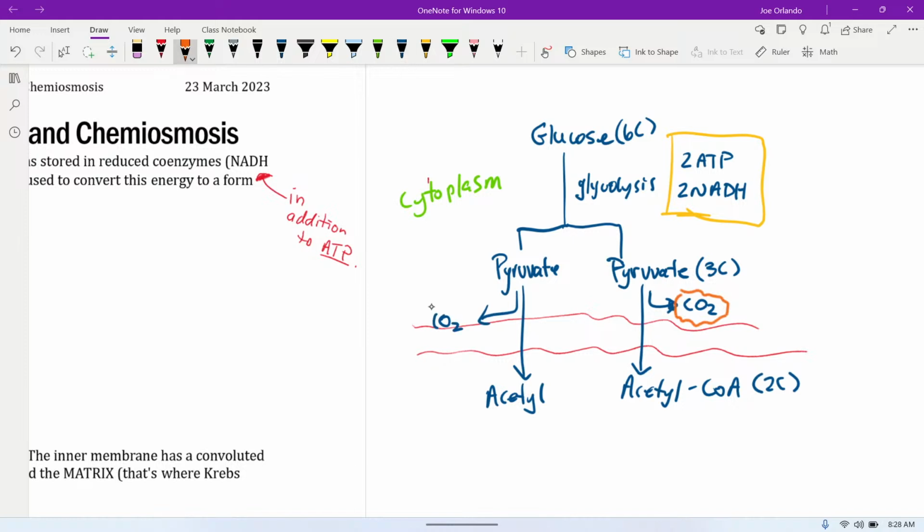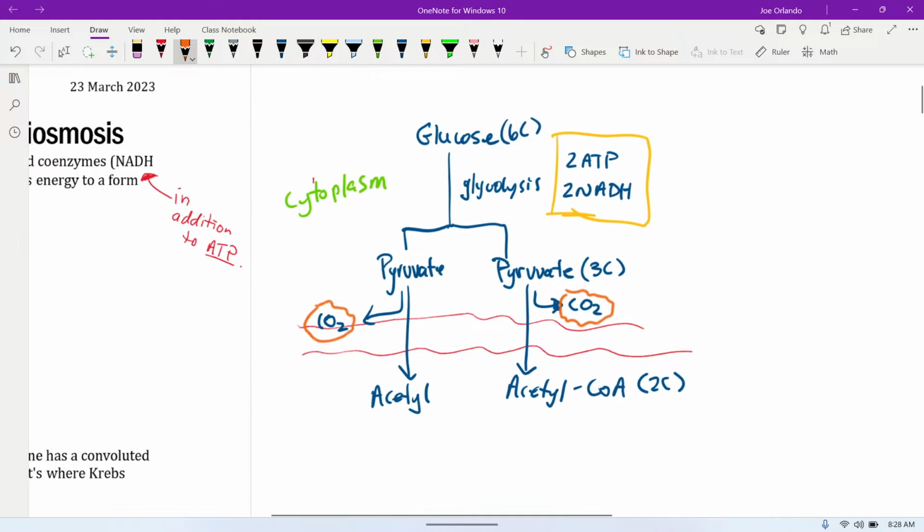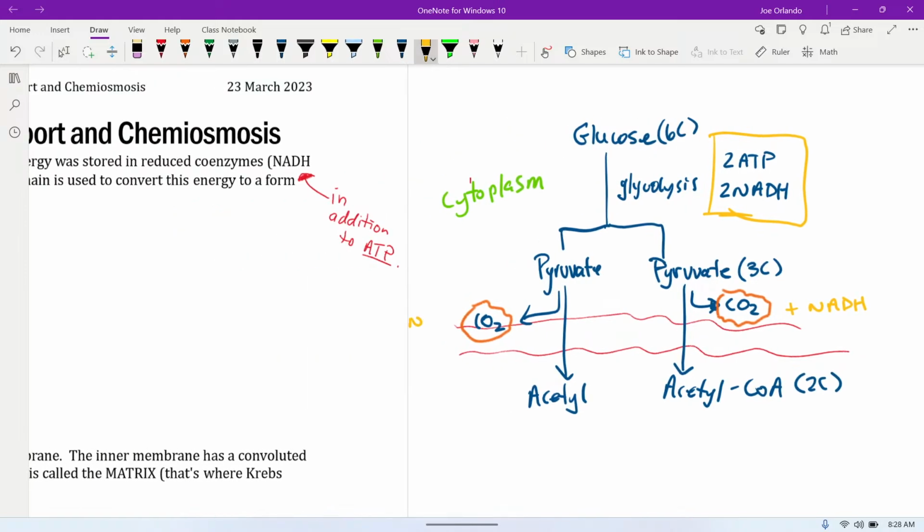You don't need to know every structure along the way, but you need to be able to sketch this summary of what happens. So we also get an NADH. And of course, if we get an NADH on this side, since we're talking about a symmetrical process, we're also going to get one on this side.